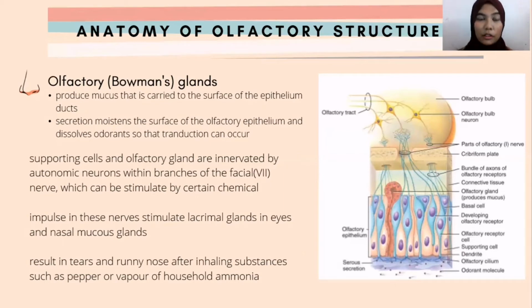to the olfactory cortex. Supporting cells and olfactory glands are innervated by autonomic neurons, which are branches of the facial nerve, which can be stimulated by certain chemicals. Impulses in this nerve stimulate lacrimal glands in the eyes and nasal mucous glands. So this will result in tears and a runny nose after inhaling substances such as pepper or vapor of household ammonia. That is why our nose and eyes reactions usually go along together.